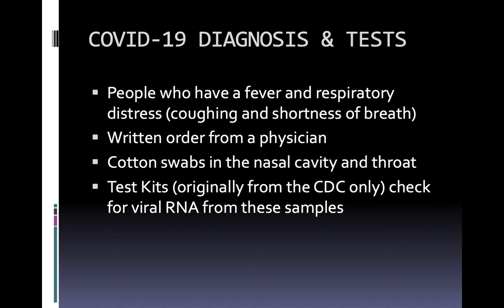Test kits were originally made by the CDC only. We'll check for the RNA in those samples to see if someone could be diagnosed as having a positive test for the coronavirus. We now know that there are a lot of private companies in the United States who have developed tests also, and it's just a matter of can we get those tests out to the healthcare places that need them so as many people can get tested as possible. I did read that our government went ahead and decided to pay for testing of anyone that needs a test.